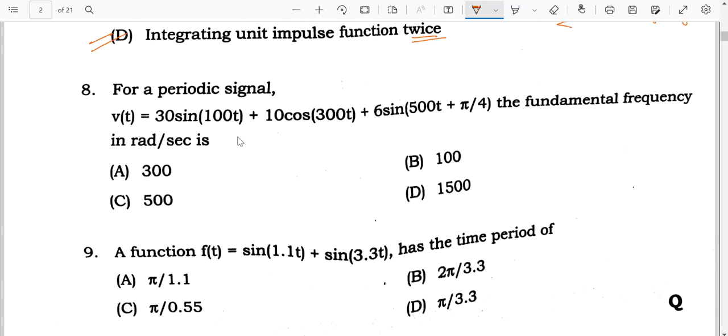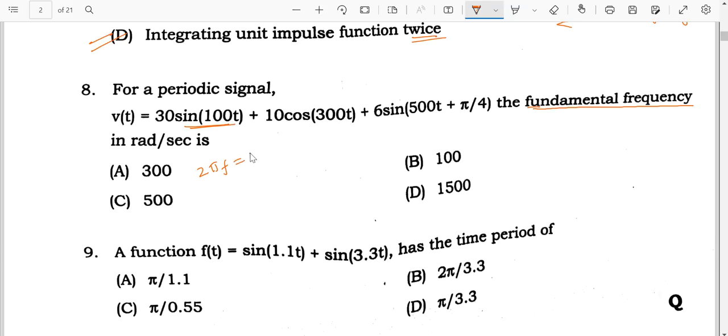Next one. For a periodic signal, v of t is equal to 30 sine 100 t plus 10 cos 300 t plus 6 sine (500 t plus pi by 4). The fundamental frequency, in radians per second, is nothing but 2 pi f. So omega t also we can take.